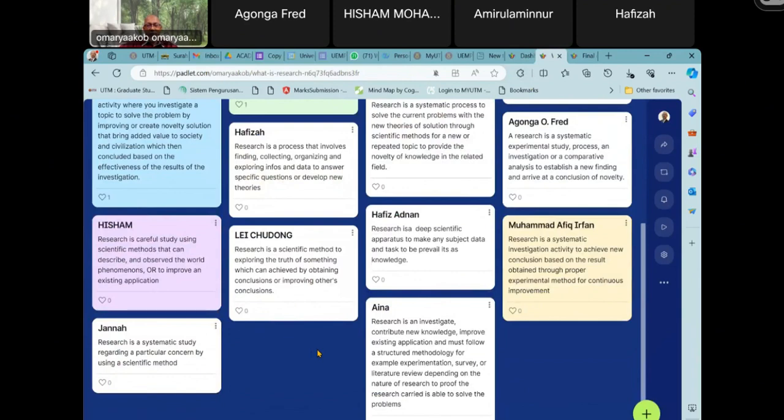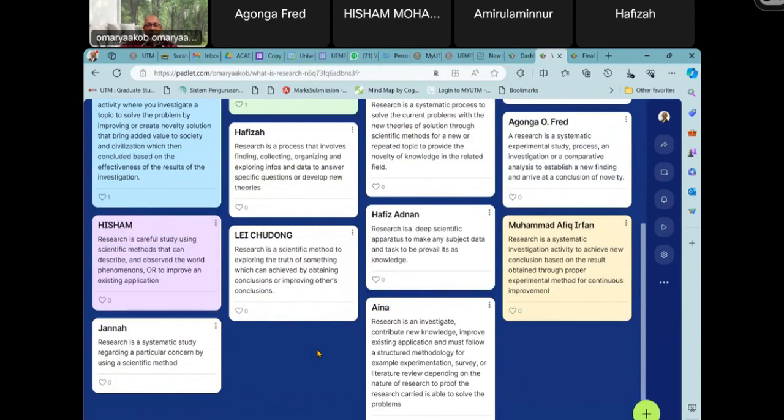Chua, research is a systematic process to solve the current problem with the new theories of solutions through scientific method for a new or repeated topic to provide the novelty of knowledge in the related field. Fred, research is a systematic, scientific, experimental study, process, and investigation or comparative analysis on a subject of interest to establish new finding, arrive at conclusion of novelty that creates the possibility of further development. Hafida, research is a systematic process that involves finding, collecting, organizing, analyzing data, drawing conclusions to solve the problem, or develop new theories by improving existing finding.